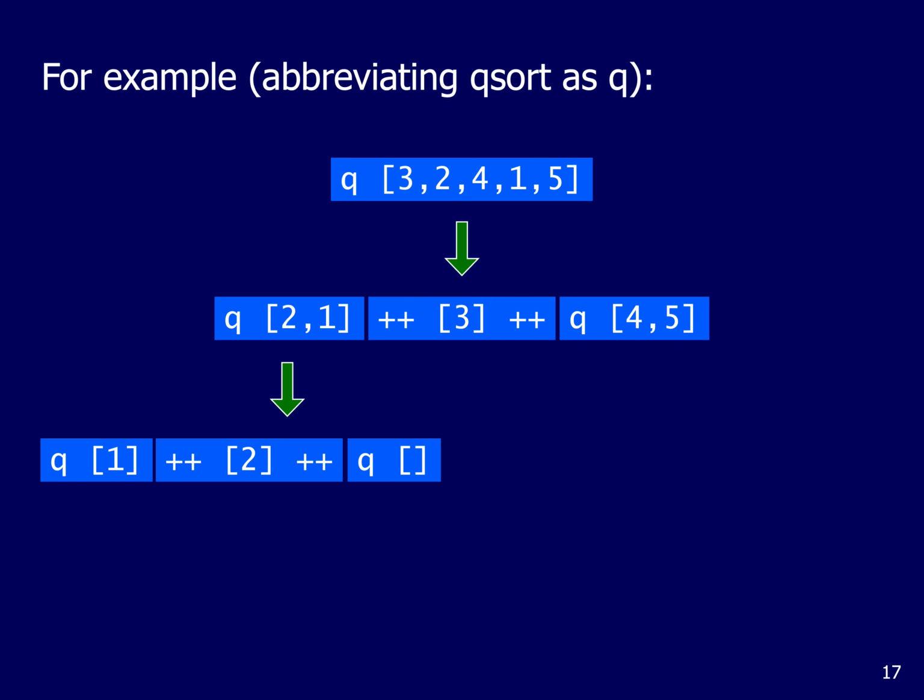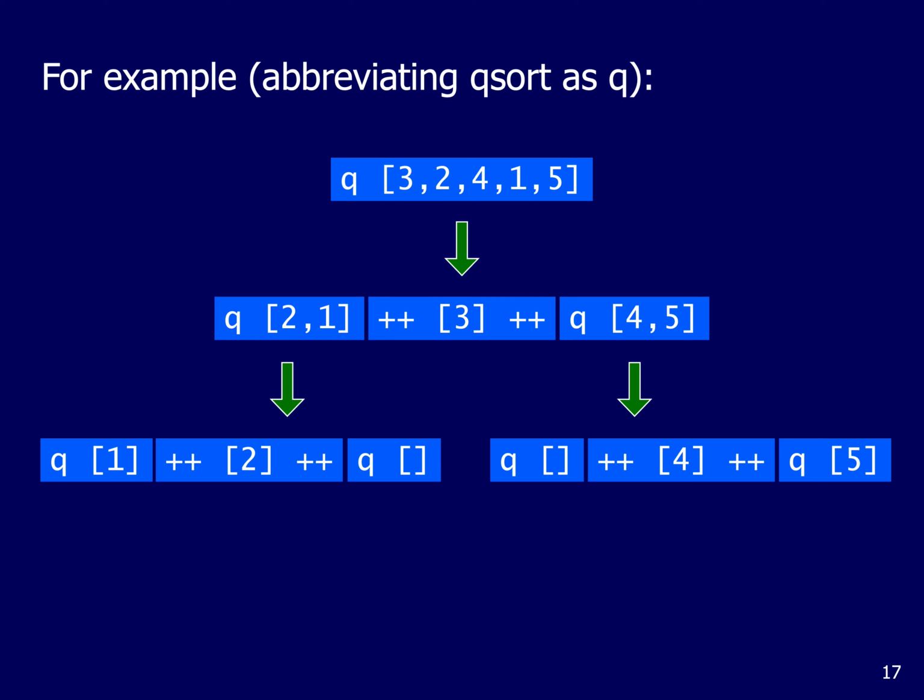How do I quicksort the list 2, 1? Well, I quicksort the list of things which are smaller than the 2, then I put the 2, and then I quicksort the things which are bigger than the 2, of which there's none, so that's the empty list. Then I move across to the other side. How do I quicksort the list 4, 5? Well, I quicksort everything smaller than the 4 in that list, of which there's nothing. Then I put the 4, and then I quicksort the things bigger than the 4, which is just the 5.